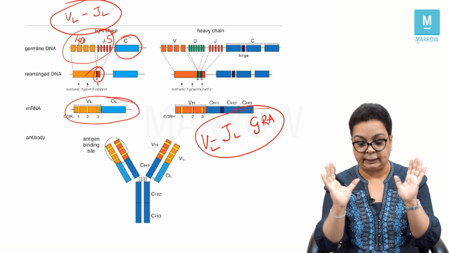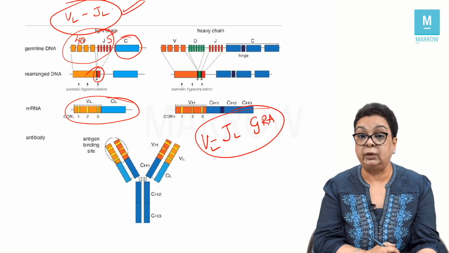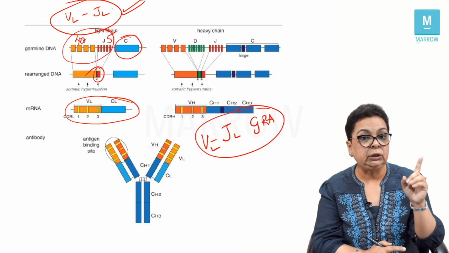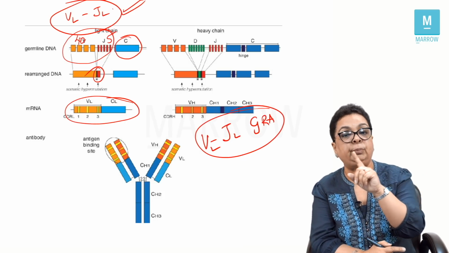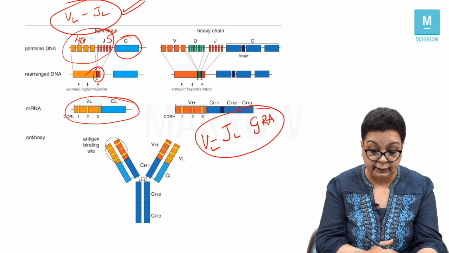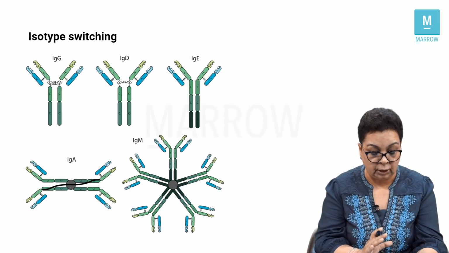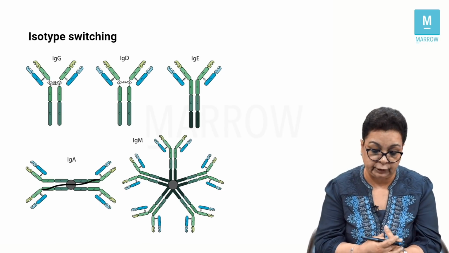The complete receptor gets expressed. So these are all random phenomena, and this is called somatic rearrangement. Don't confuse somatic hypermutation with somatic rearrangement or gene recombination. They are totally different things, right? So this is how complex we get the ability to secrete the huge diversity of antibodies.